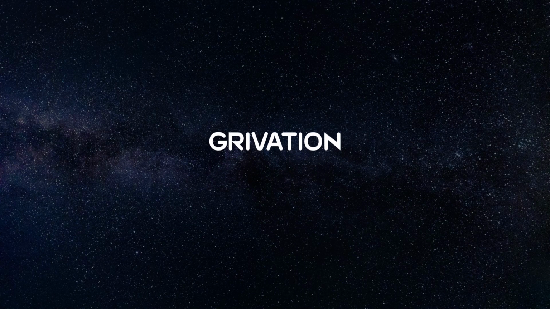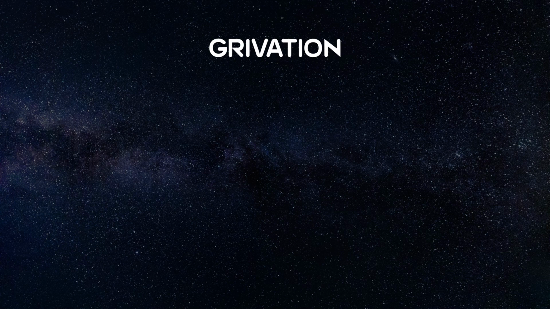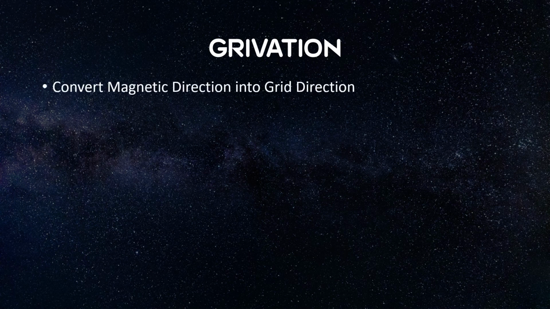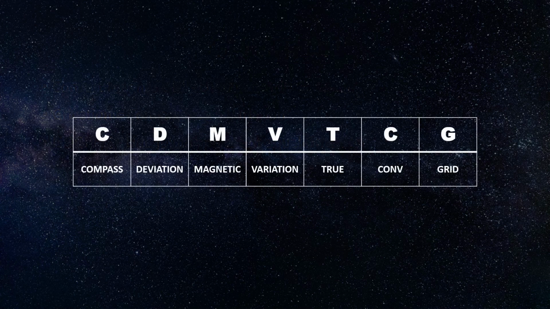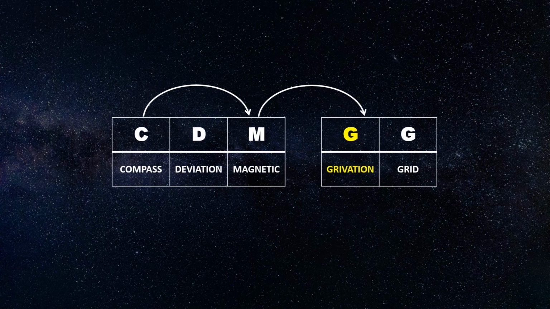Grivation. Grivation is a method to directly convert from magnetic direction into grid direction. Grivation is simply convergence plus variation. Isogrivation is defined as line joining places of equal grivation. Using the standard procedure to convert from compass direction to grid direction, you need 3 steps. By calculating grivation, pilot using magnetic compass can convert from compass heading to grid heading in just 2 steps instead of 3 steps.